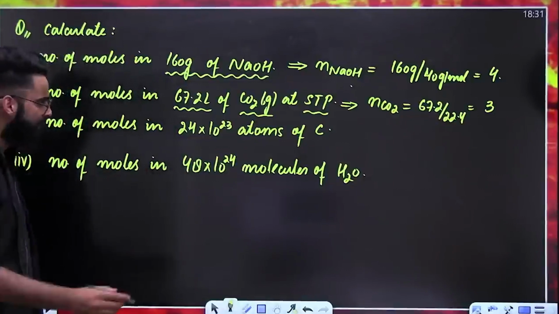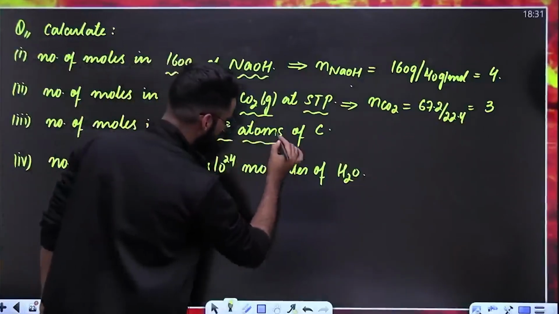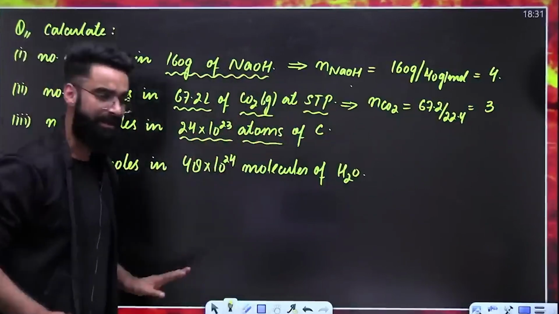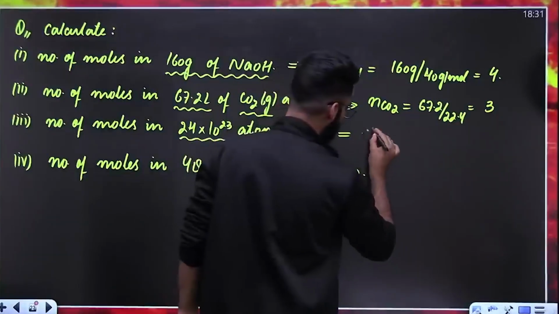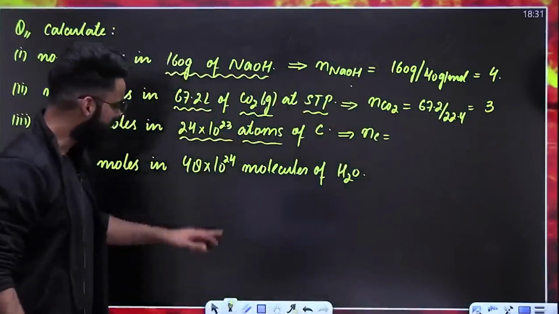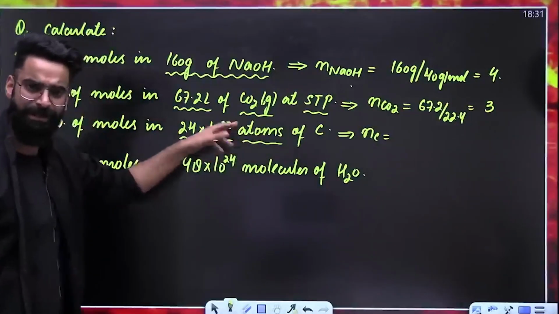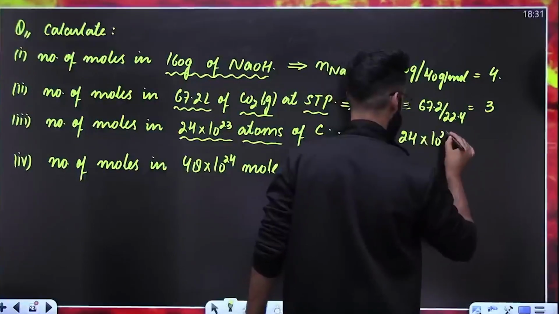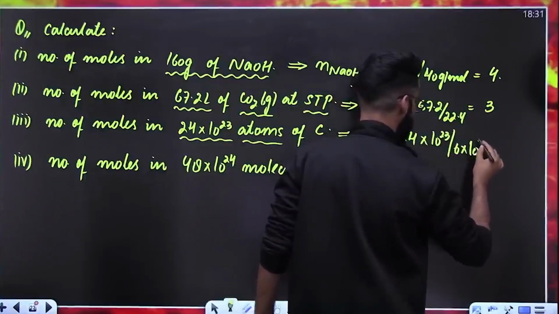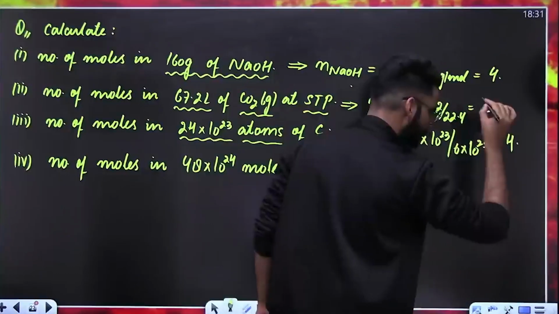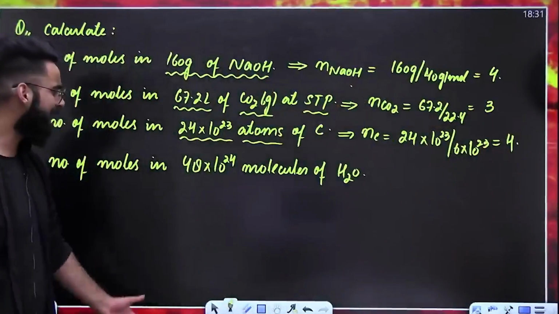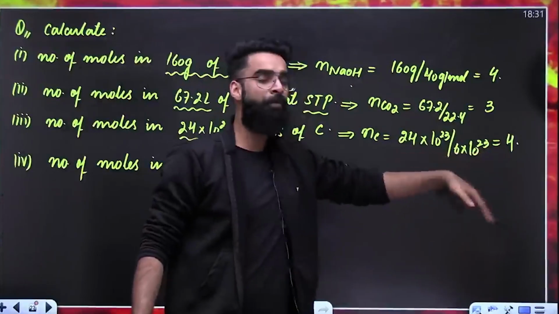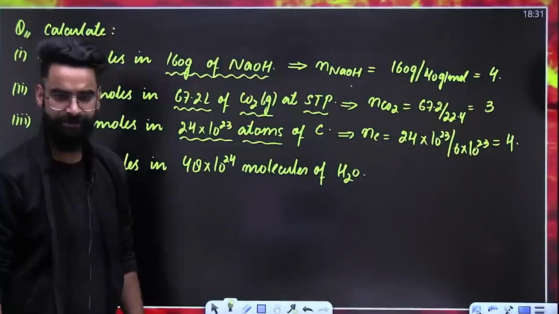Look at the next one. We are given the atoms of carbon, right? There are, for example, these many atoms of carbon in the container, and I am asking you how many moles of carbon are there in the container. You will say given number of particles divided by Avogadro's number. Given number of particles are 24 into 10 raised to power 23 divided by Avogadro's number. The value comes out to be approximately 4. So whether you want to say that you have got these many atoms of carbon in the container, or you can say you have got 4 moles of carbon in the container. The choice is all yours.